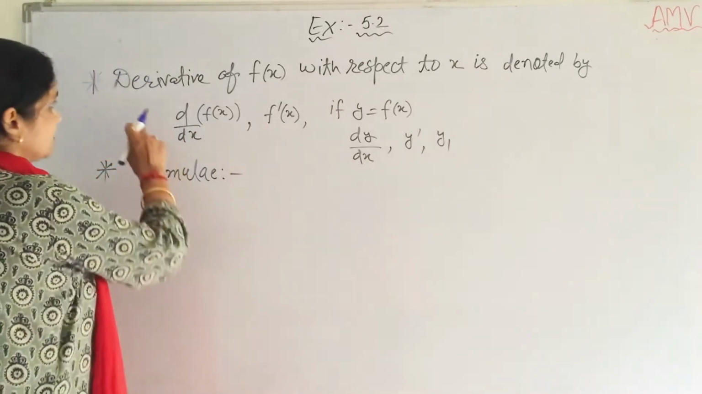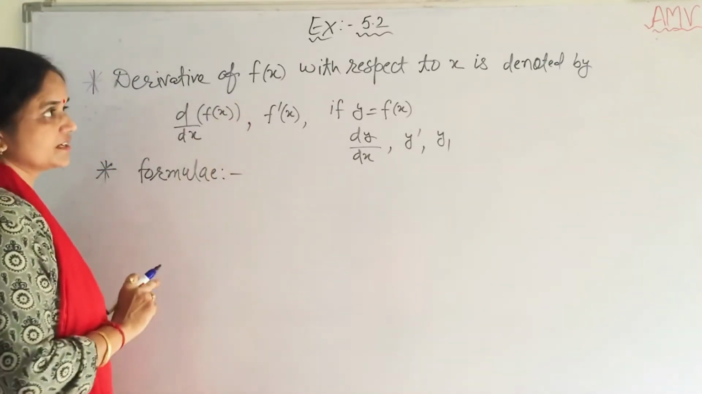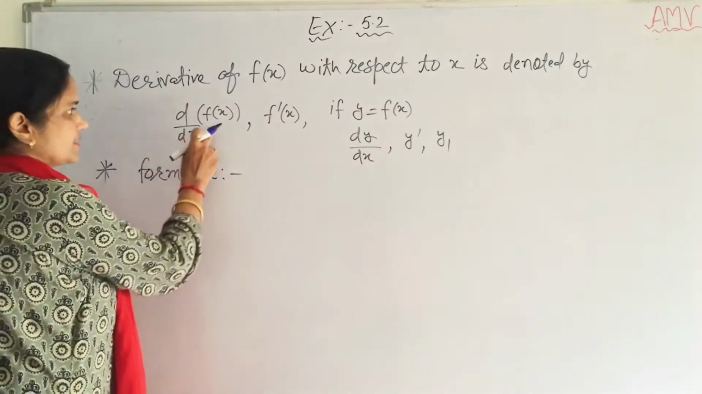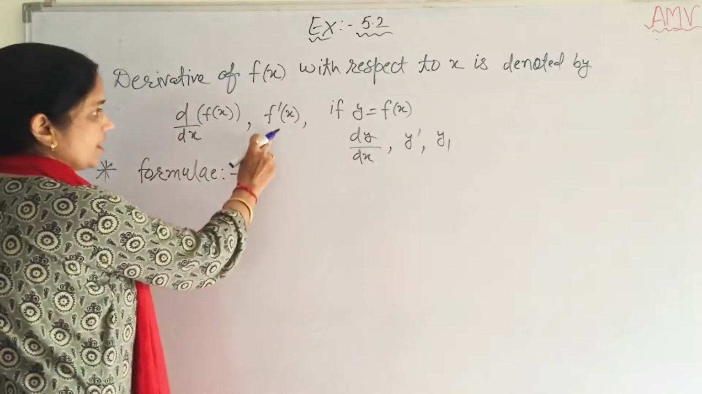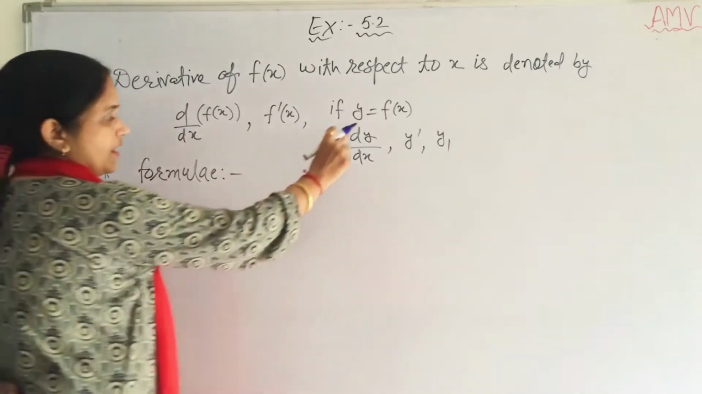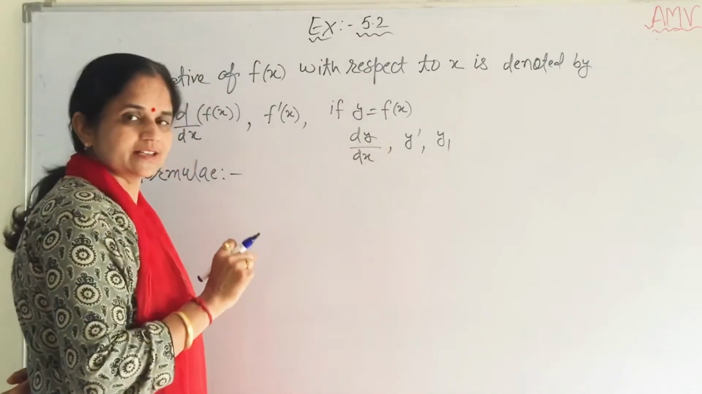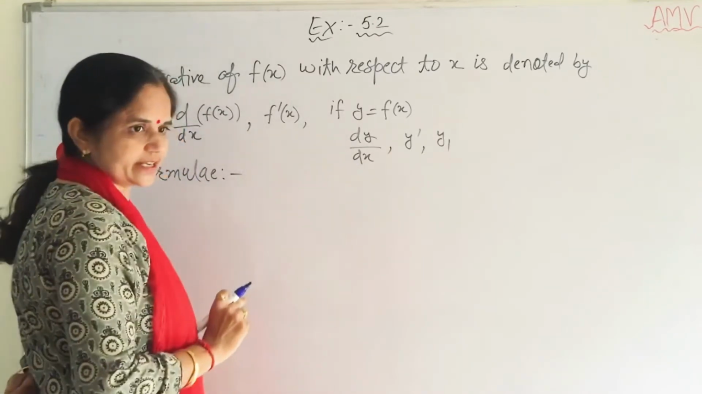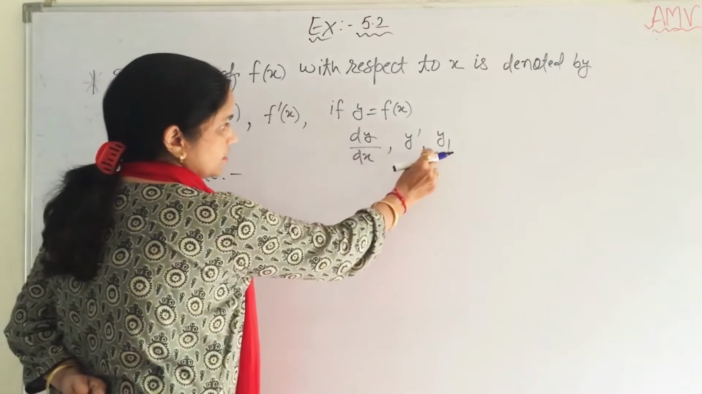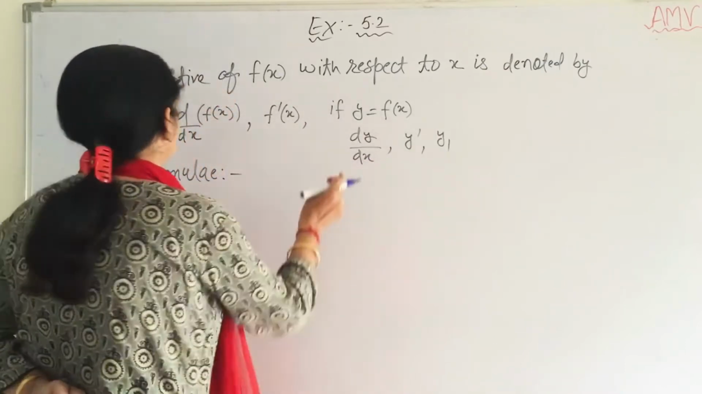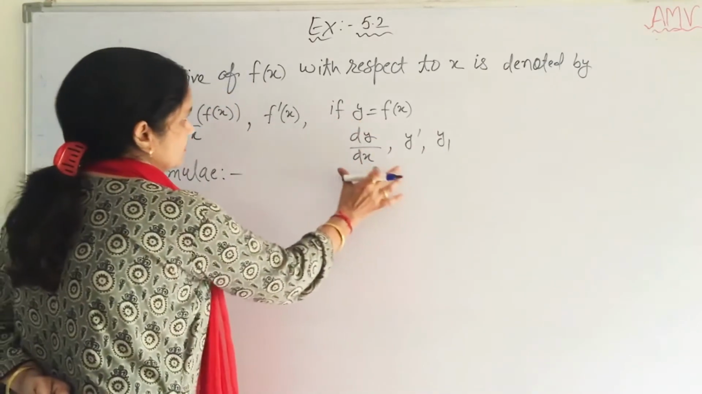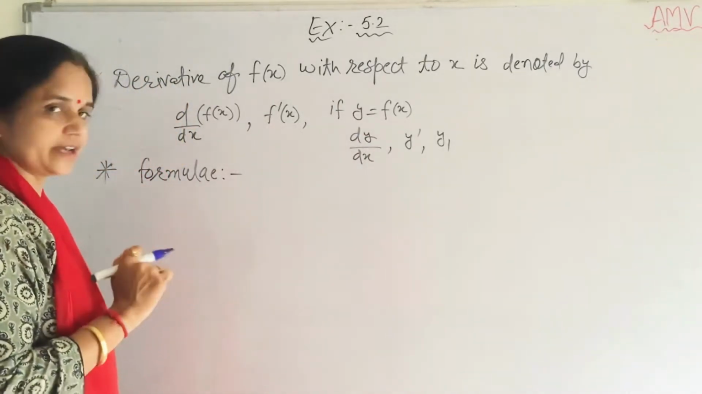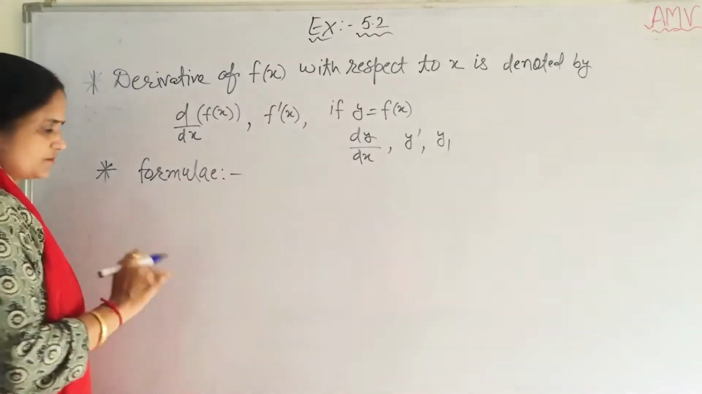First, the derivative of f(x) with respect to x is denoted by either d by dx f(x) or f dash x. If y is equal to f(x), then the derivative can be represented by dy upon dx or y dash or y1. The meaning of all this is the differential with respect to x of the function f. Now revise some formulas, students.